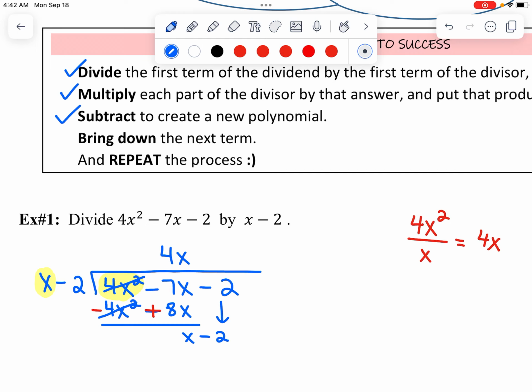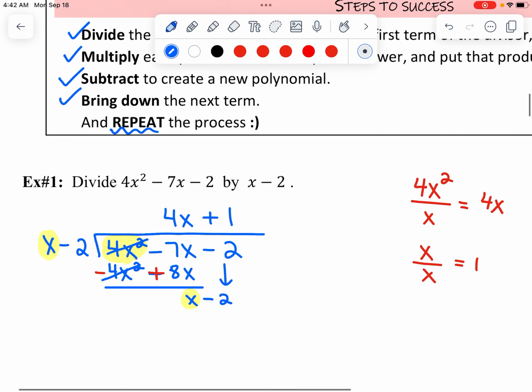And now we're going to do the whole thing again. Repeat the process until you're done. First term of the divisor into the first term of the dividend. Now x minus 2 is what I'm dividing into. x is being divided by x. That should equal 1. So that 1 is going to go above the negative 2. That's my constant term. Again, now I'm going to take that 1. I'm going to multiply it with the x and the minus 2.